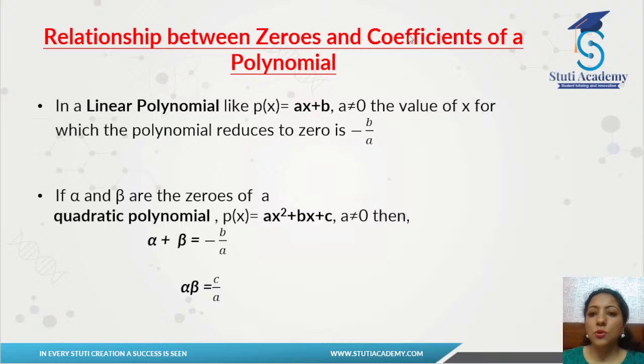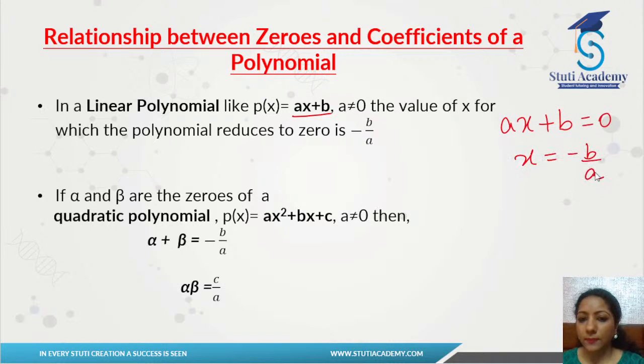Now the relationship between the zeros and the coefficients of polynomials. First we have a linear polynomial. The standard form of a linear polynomial is ax plus b. The value of x for which the polynomial reduces to 0 is minus b upon a. If I take ax plus b and equate it to 0, and then find the value of x, I get x as minus b upon a. Putting minus b upon a in place of x will make the polynomial 0. That's the relationship between the constant and the coefficient for a linear polynomial. So the zero of the polynomial is minus the constant term upon the coefficient of x.